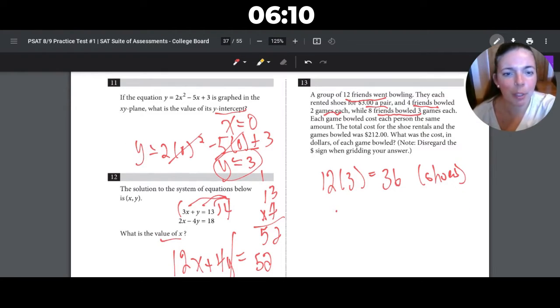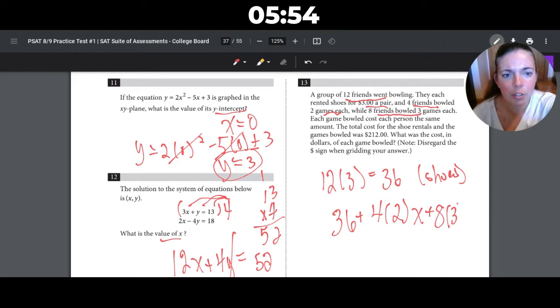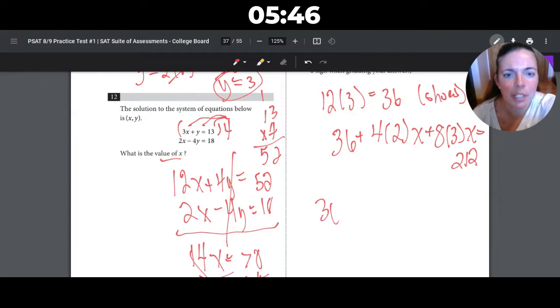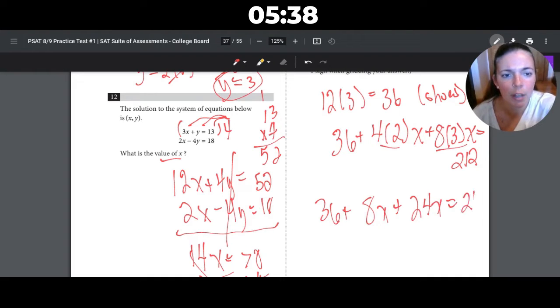So I know what they're paying is $36 plus, let's see, so 4 friends bowled 2 games each, and you have to multiply that by, let's say, x for the cost of each game, plus 8 friends bowled 3 games each, so multiply that by x, and that has to equal the 212 total. So let's clean this up a little bit and try to solve. 36 plus 4 times 2 is 8, x plus 8 times 3 is 24, x equals 212.